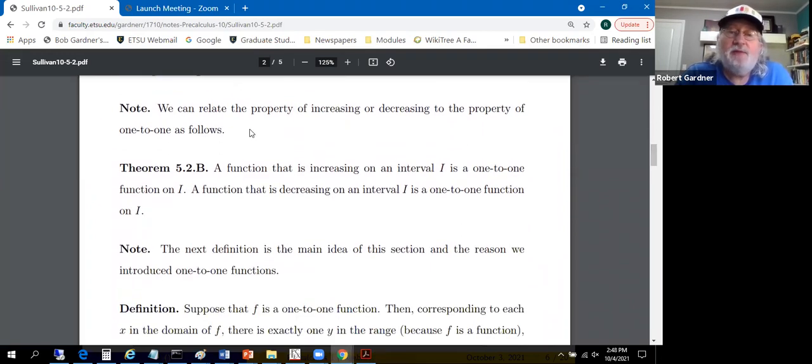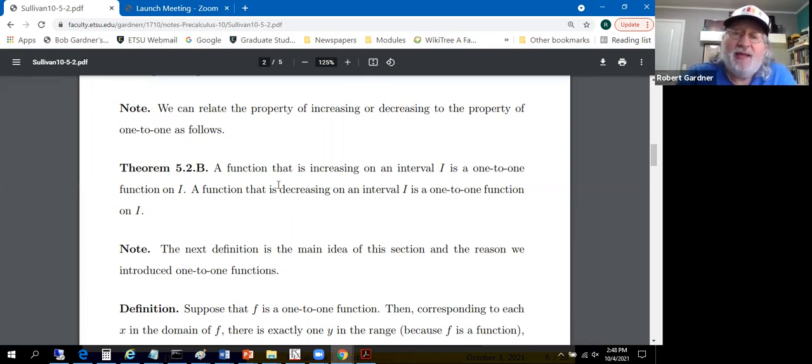As I just suggested, we can relate the property of increasing or decreasing to the property of one-to-one as follows. Stated as a theorem, a function that is increasing on an interval I is a one-to-one function on interval I. A function that is decreasing on interval I is a one-to-one function on interval I. You might hear the terms strictly increasing and strictly decreasing. Some settings would call a function increasing even if it's a constant function. We're not using the term increasing like that.